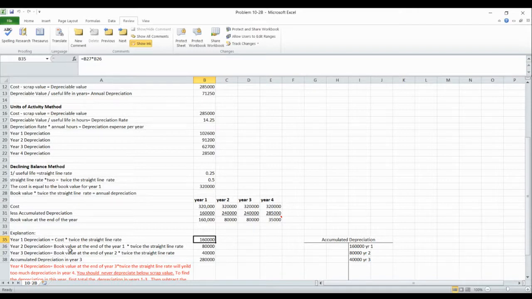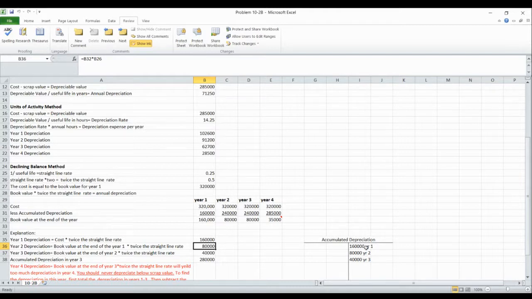In year two, what we have to do is take the book value at the end of year one, which is what we've got in cell B32. That 160,000 would be multiplied by twice the straight line rate, which is still 50%, and that will give you 80,000. This is the amount of depreciation expense in the second year. The depreciation expense would be debited at the end of the second year, and we'd have a credit to the accumulated depreciation.